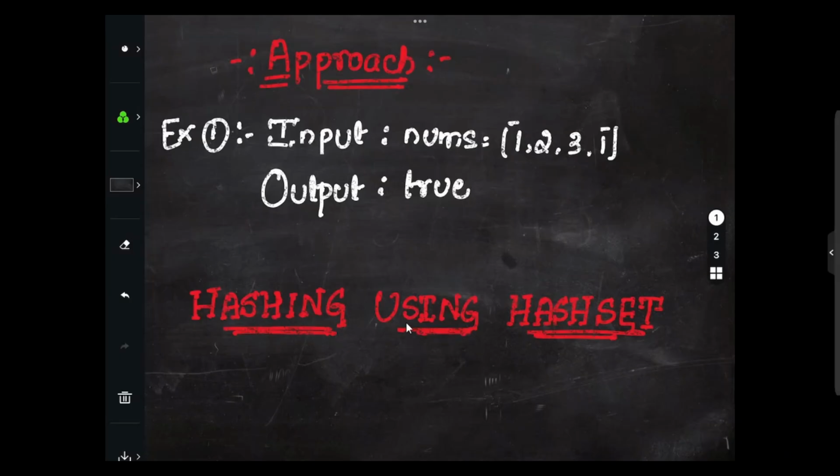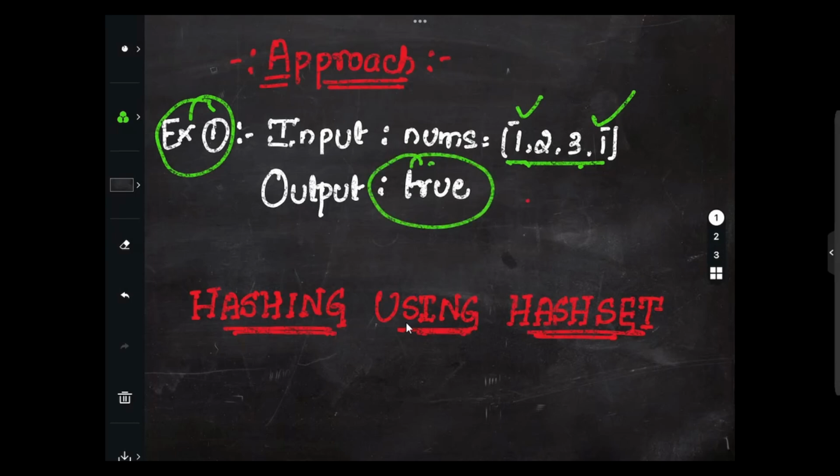Let's first discuss the approach. This is the first example, which I've considered so that it will be easier to understand. We have already discussed this one, right? The input nums is 1 2 3 1. So 1 and 1 are repeated here, so we have to return true.